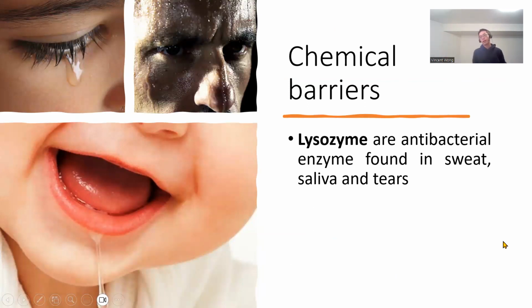Where am I? Okay, so besides physical barrier, we also have chemical barrier. So chemical barrier usually has some kind of secretion to it. All right, that's how you distinguish it from physical.